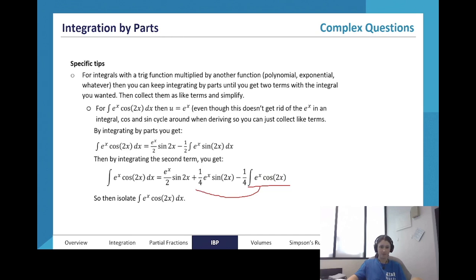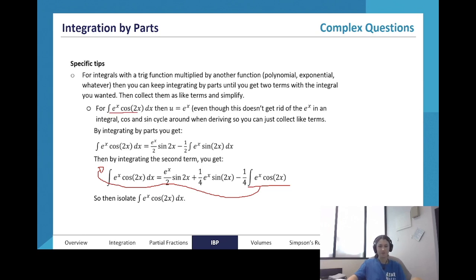is take this over here and add them as like terms. And then on the left-hand side, we're going to be left with the integral of e to the x cos 2x, which is what we wanted to find. And on the right-hand side, we're going to have an answer.